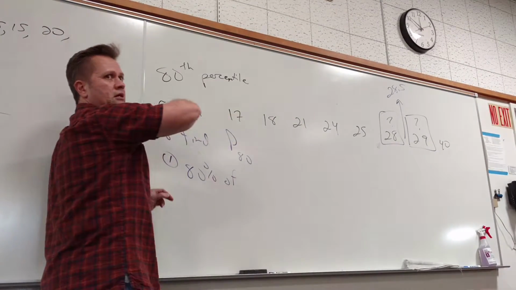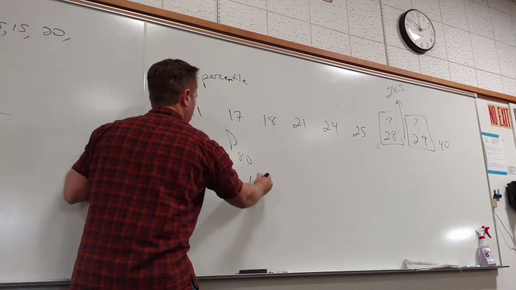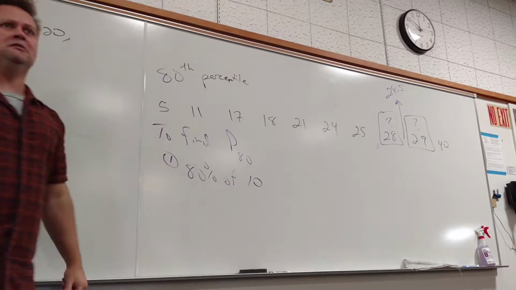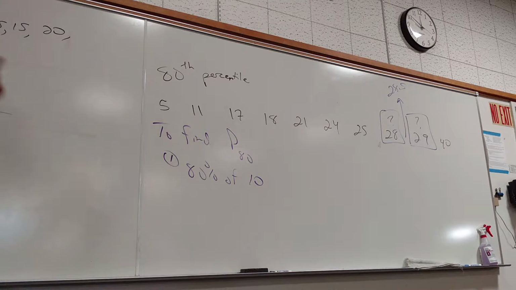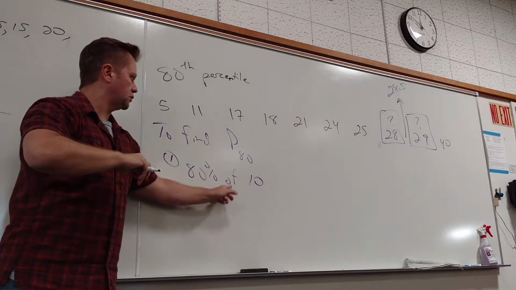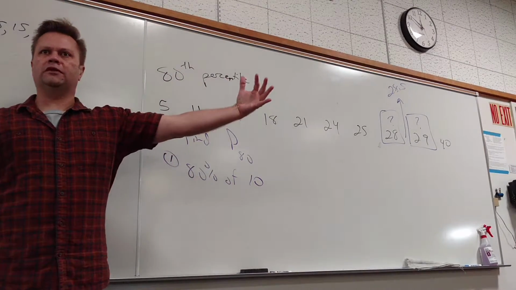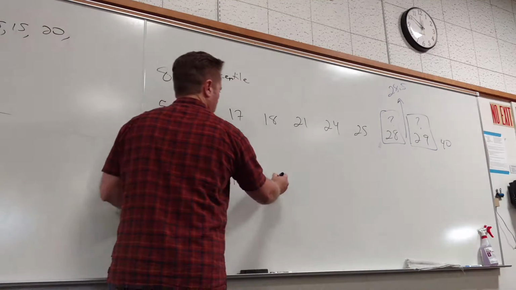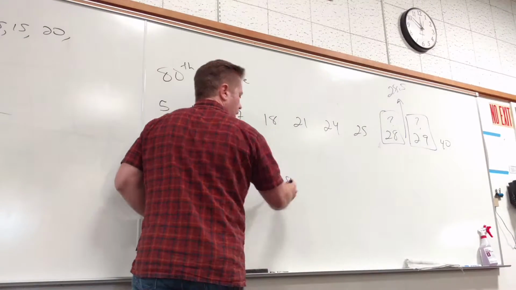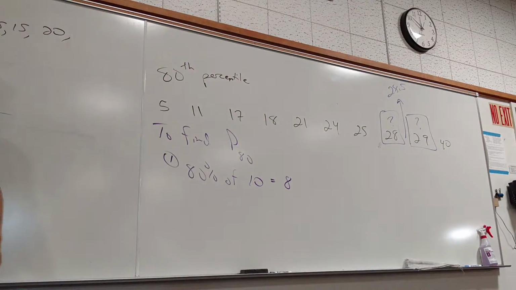how many data points? 10. So it's not always 10. People always key in on the wrong thing. It's however many data points you've got, right? So it's this percentage of n, the total number of data points you got. So what is 80% of 10? 8. I like it. All right.